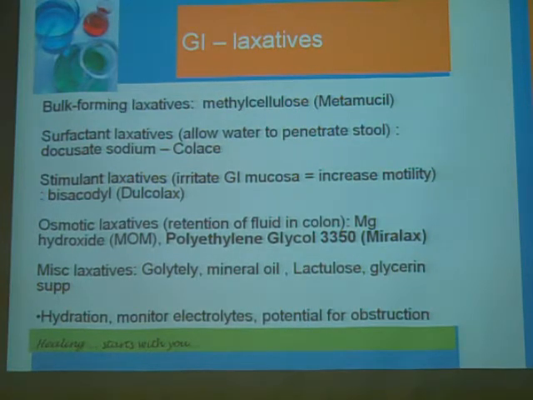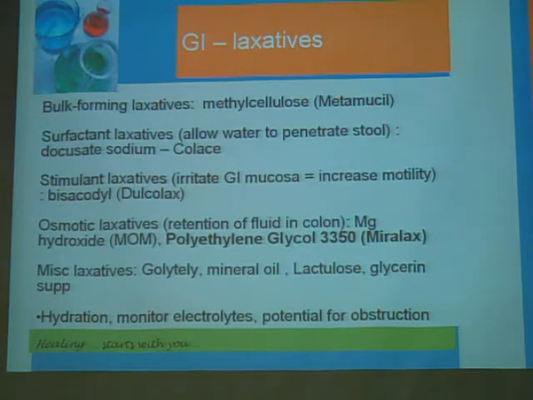The main player is bisacodyl or Dulcolax. You see Dulcolax come in Correctol, I believe, and other name brands. So if you see this name in the ingredients, just think of stimulant. It stimulates things and kind of just irritates the GI tract. That's what it does. Next group is the osmotic one.